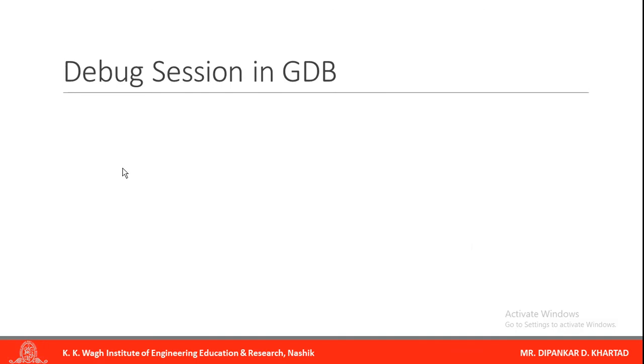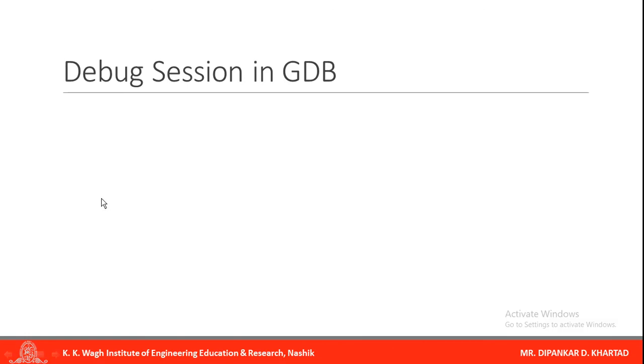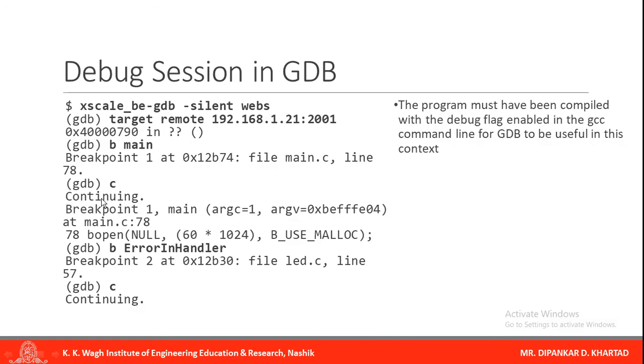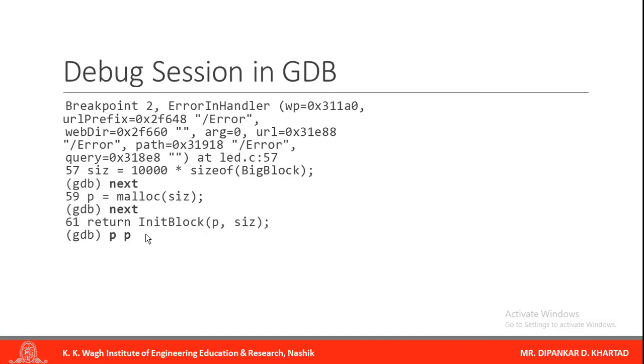Next is the debug session in GDB. Again this is one command line. The program must have been compiled with the debug flag enabled in the GCC command line for GDB to be useful in this context. So this will execute at the breakpoint and the C file as well. Now it has the malloc function, malloc of size is already defined here, and it will have one address of memory.